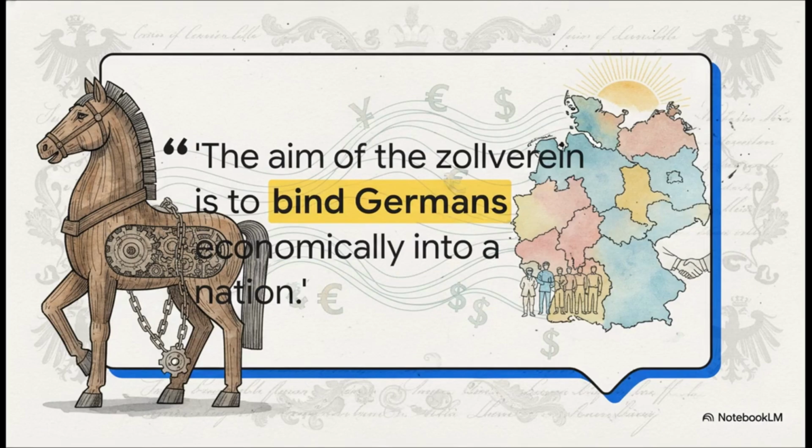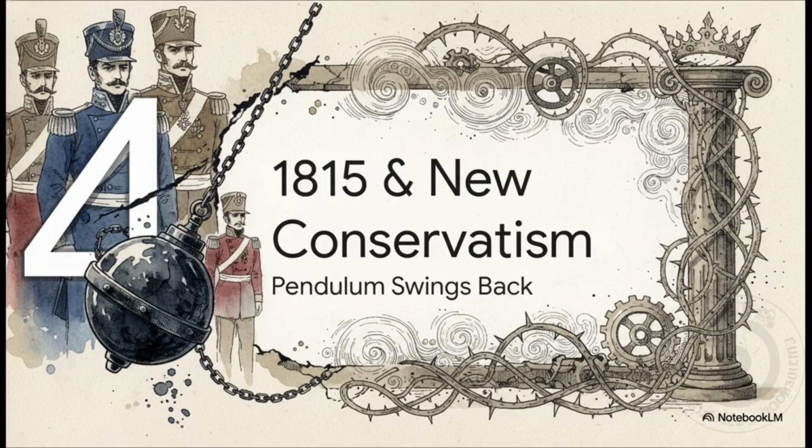Economic measures were basically the Trojan horse for national unity. As professor of economics Friedrich List noted perfectly back in 1834, the aim of the Zollverein was to bind the Germans economically into a nation. A free economic system, protecting its interests externally and stimulating productivity internally, was quite literally the best tool to awaken a unified national feeling. Section 4, 1815 and the New Conservatism.